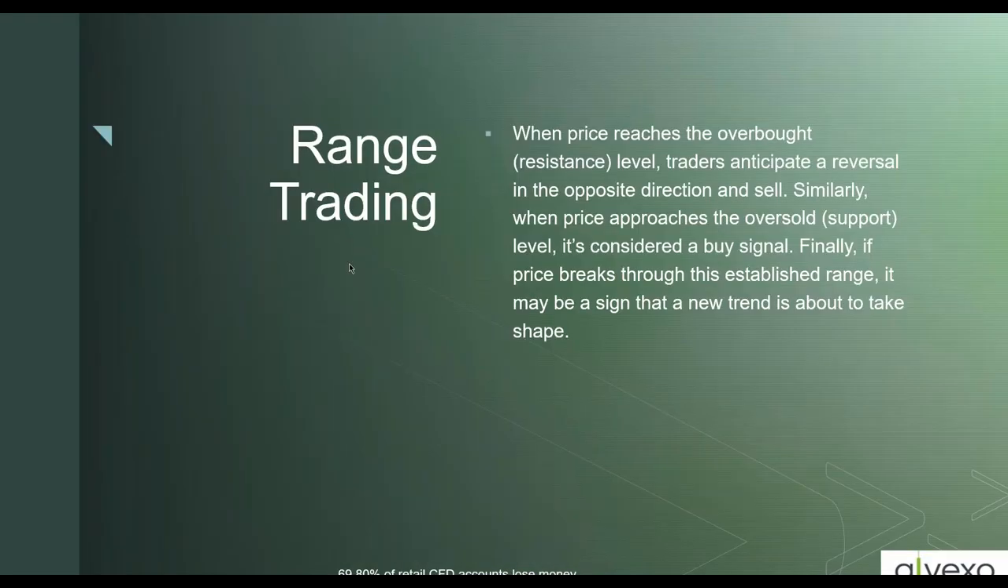Now, when price reaches the overbought, which is the resistance level, traders anticipate a reversal in the opposite direction and sell. Similarly, when prices approach the oversold or support level, it's considered a buy signal. Finally, if price breaks through this established range, it may be a sign that a new trend is about to take shape.